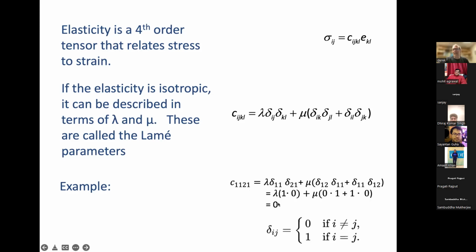So you can see that with all these Kronecker deltas, you're going to really simplify the 81 component elasticity tensor. And I further described that due to different symmetries, even if I have a non-isotropic substance, we are not going to have any more than 21 free parameters.